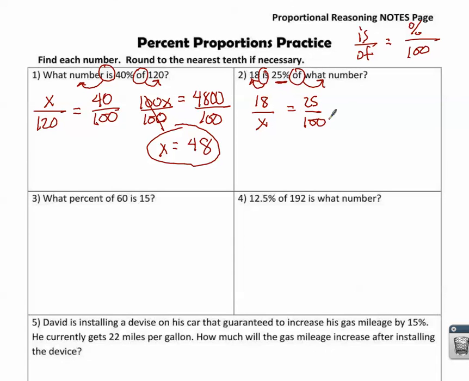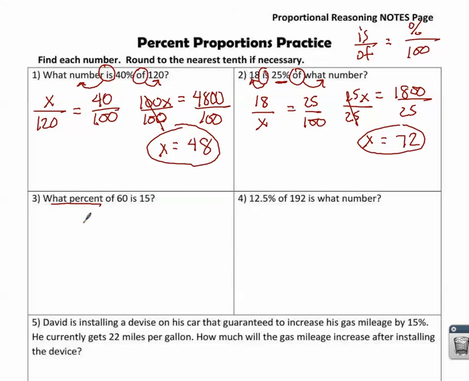So do your butterfly method, you get 25x equals 1800. You have a one-step equation. So you want to divide each side by 25 since that's your coefficient of x. So x is going to equal 72. So 18 is 25% of 72. 18 is your part, 72 is your whole.